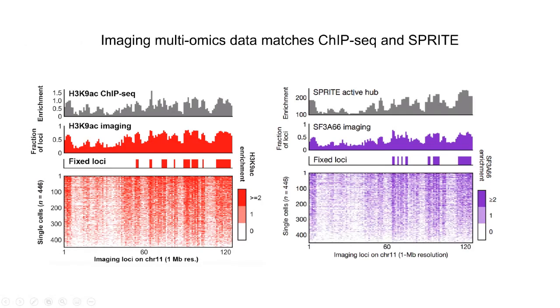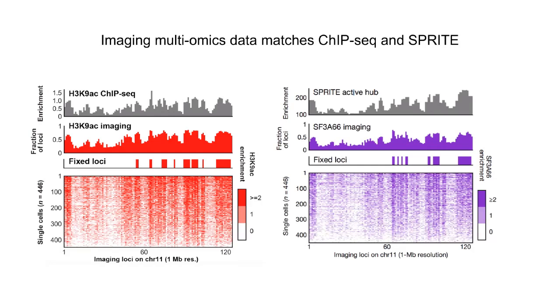This is true not only for this mark; it's true for almost all of the marks we looked at. There's another example looking at the speckle localization patterns: which DNA loci are close to nuclear speckles, based on our data with the splicing factor SF3 versus the SPRITE data. We're looking at speckles. They're also very highly concordant and also consistent between individual cells.